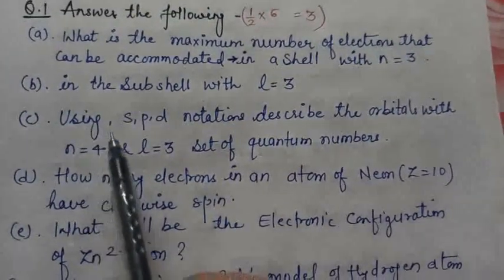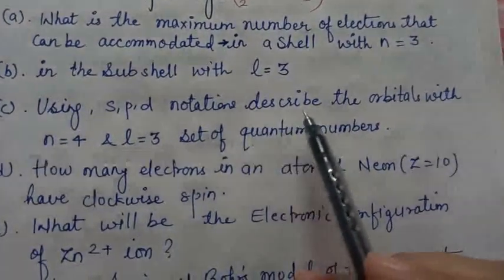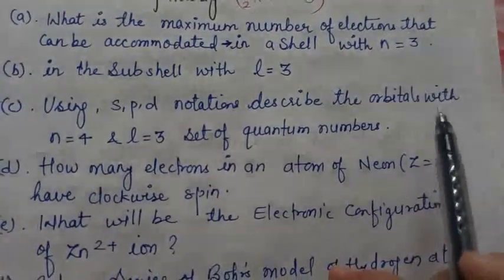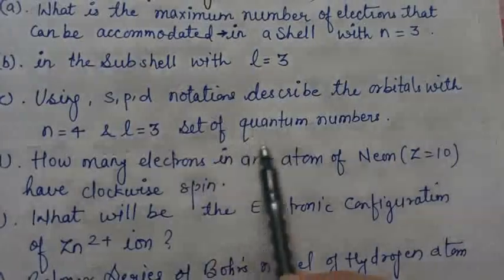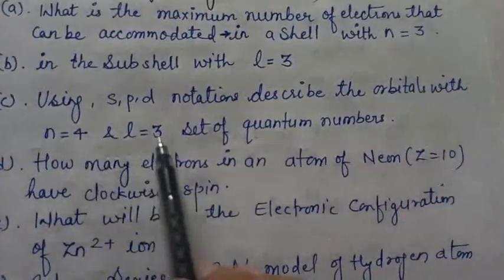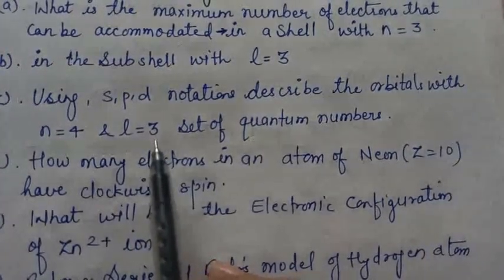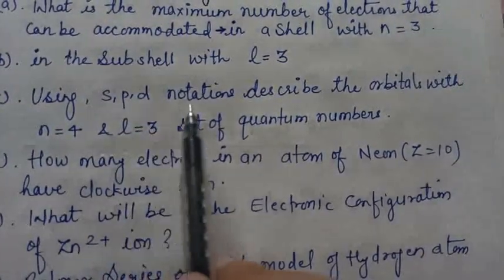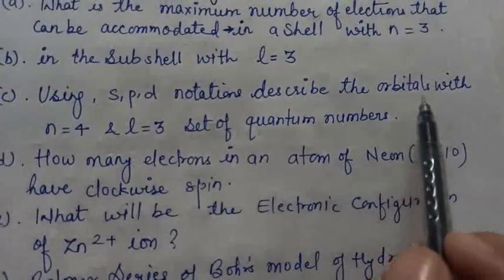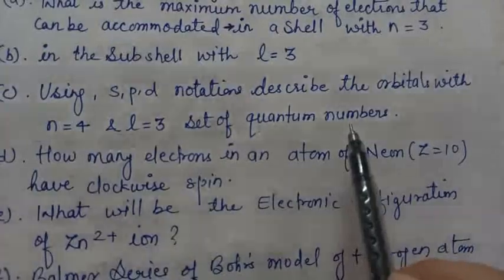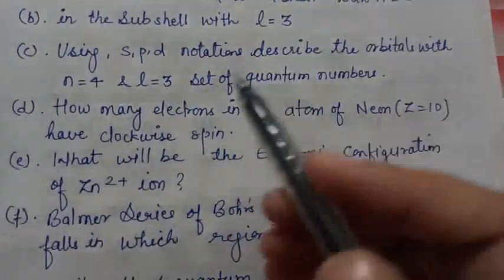Question number C is, using SPD notation, describe the orbitals with n is equals to 4 and L is equals to 3 set of quantum numbers. Means this is the set of quantum numbers given in which n is equals to 4 and L is equals to 3. So you will have to use SPD notation. And you have to write the orbitals which have this set of quantum numbers. Okay, means which orbital has this set of quantum numbers.